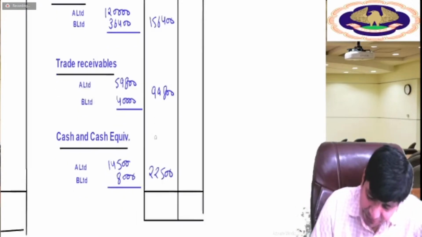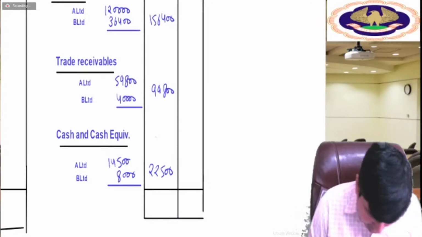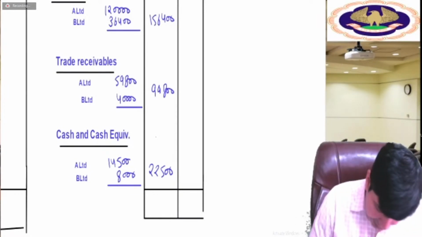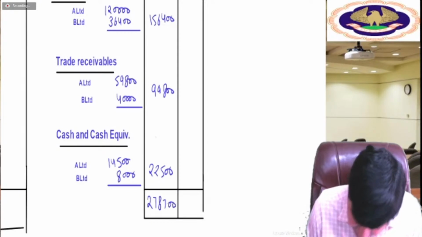Anyways, better do a total. You don't need to post anything further here. So you can do the total: 156,400 plus 99,800 plus 22,500. That is 278,700.